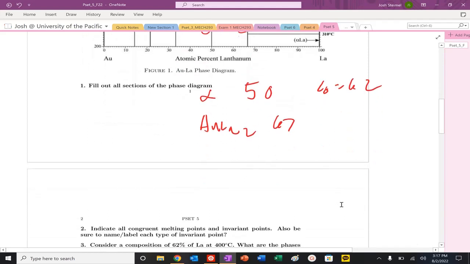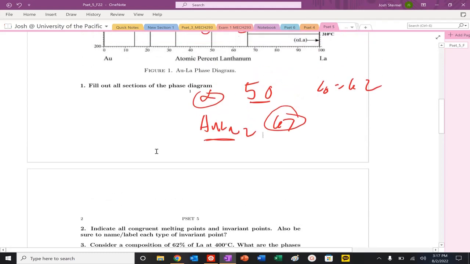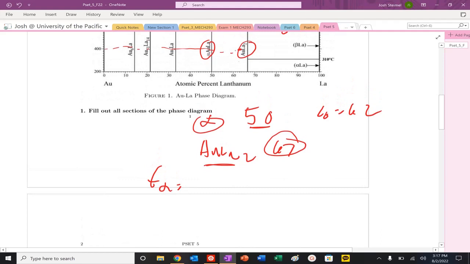What is the composition in this alpha phase? 50%. What's the composition in the other phase? 67%. What are the fractions? So remember, if I want my fraction of alpha, I'm going to go in the opposite direction. So alpha is over here, so I'm going to do 67 minus 62 over 67 minus 50. So you see that that's a relatively small fraction. Why? Because I'm so much closer to this other phase.